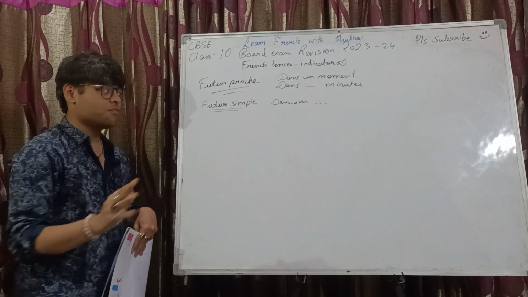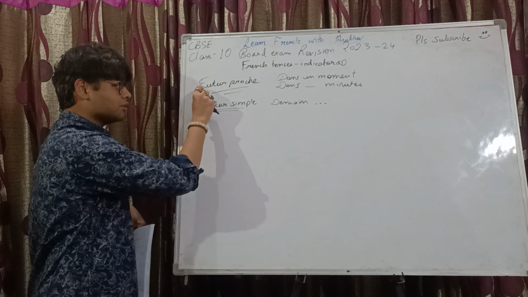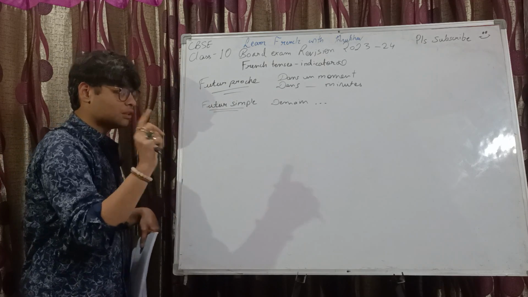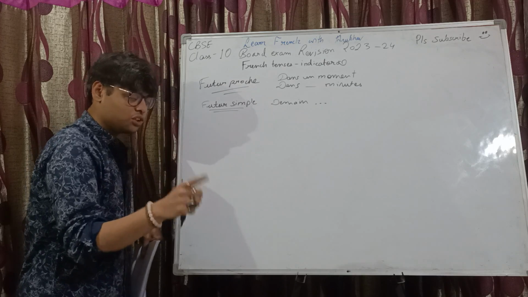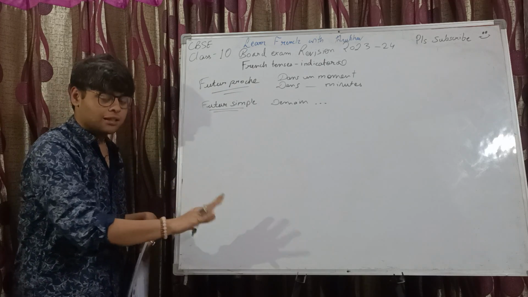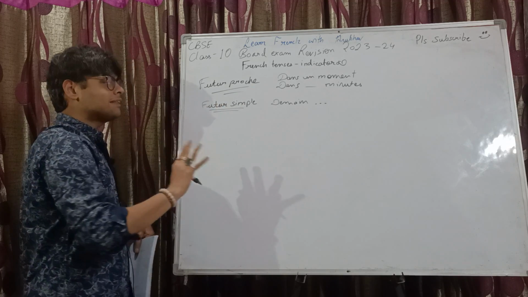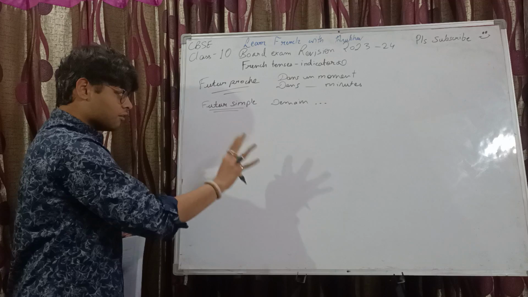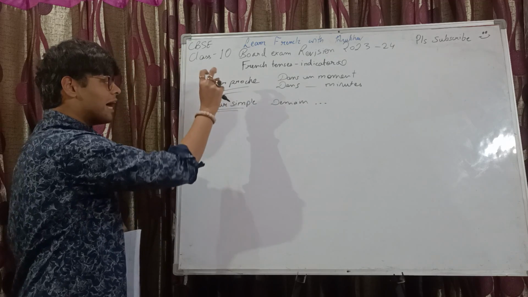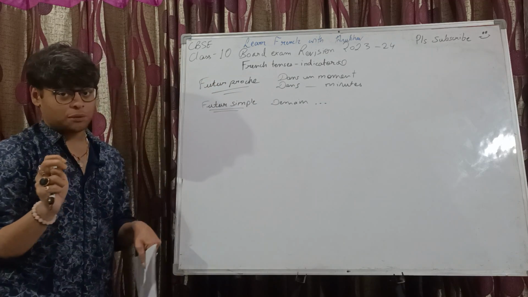Any action in future which is not as close as futur proche, you are using your futur simple. Of course, futur continuous and futur simple is a combination that we'll be discussing ahead. That is one more application where we can find futur simple, but otherwise, as of now, just remember that futur simple is not as close as futur proche.